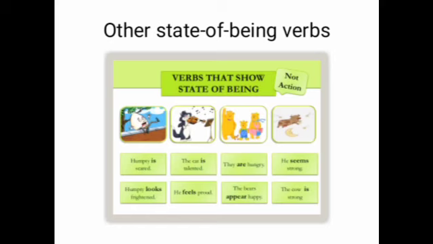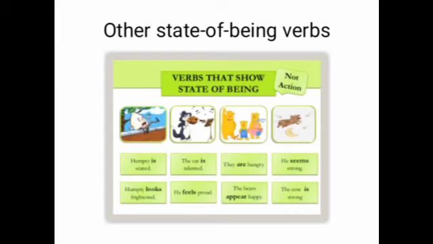Here are some examples in sentences. Humphrey is scared. The cat is talented. They are hungry. The highlighted verbs there are the state of being verbs: the first one is, the second one is, the third one are. The next one: he seems strong. Seems is a state of being verb because it expresses the person's state at the moment.